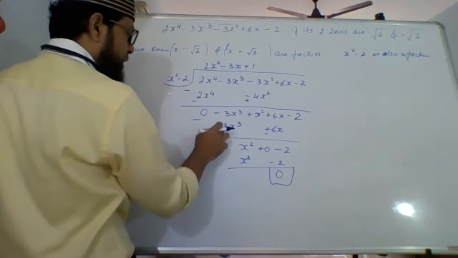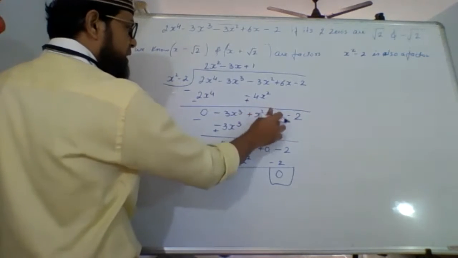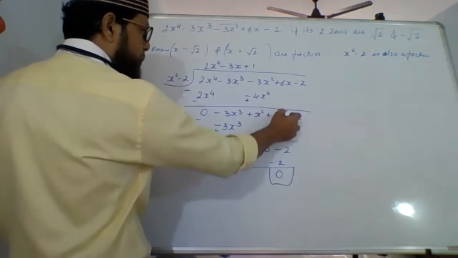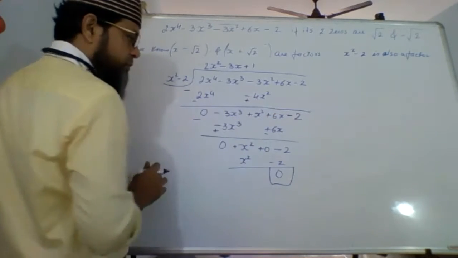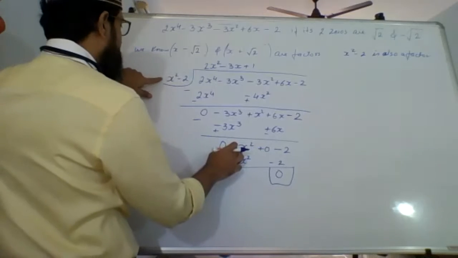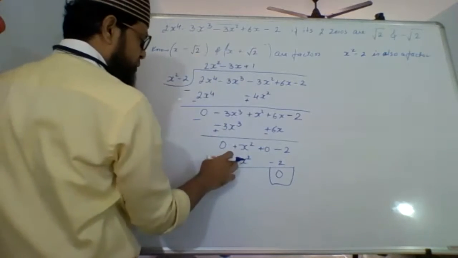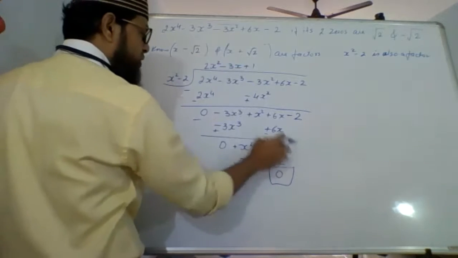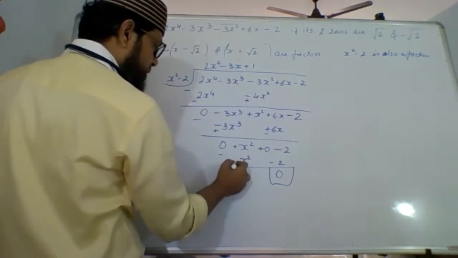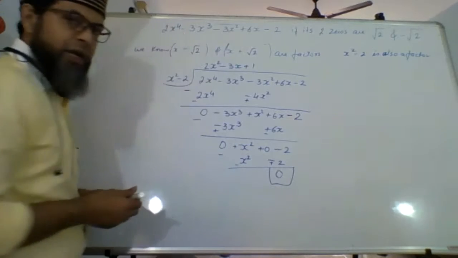Minus 3x^3 plus 3x^3 is 0. Bring x^2 as it is down. Plus 6x minus 6x is 0. Bring minus 2 as it is down. So I have x^2 minus 2. The x^2 and x^2 are the same here, just multiply by 1. So 1 into x^2 gives me x^2, and 1 into minus 2 gives me minus 2. Subtract, the signs will change. So I'll have remainder 0.